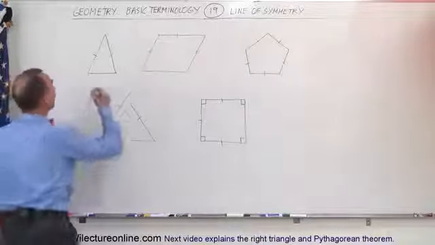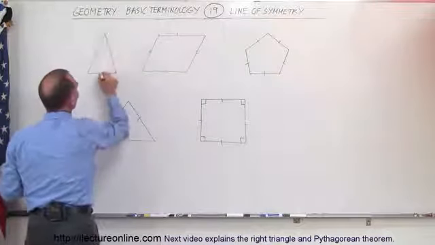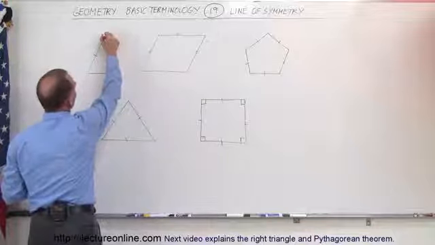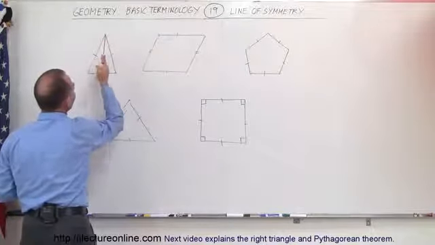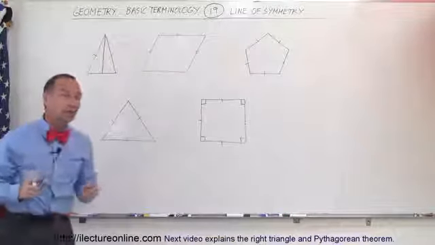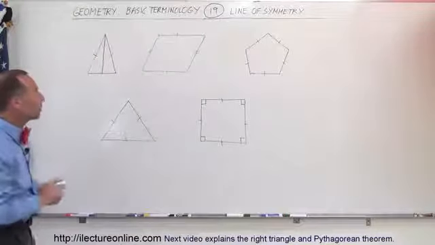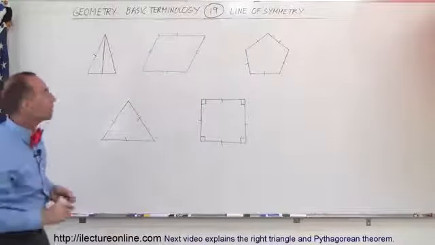Over here, if we draw a line from the vertex up here to the halfway point on the base right here, straight down, then you can see that the left triangle is exactly equal to the right triangle, and therefore that is what we call a line of symmetry. With the parallelogram we can do the same thing.